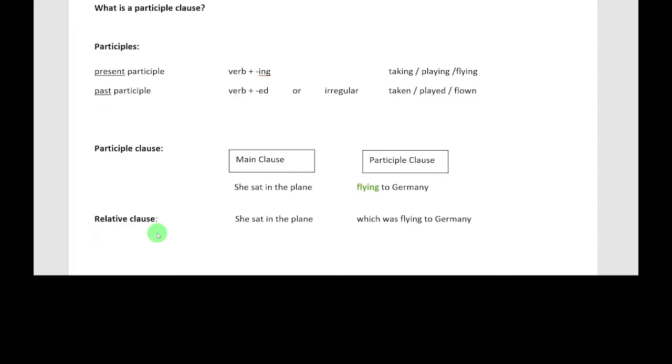And now we're going to move on to participle clauses. So what is a participle clause? A participle clause is a part of a sentence, which you can see here, which starts with a participle, flying in this case. And we can use a participle clause instead of a relative clause. And why would we want to do that? It's because a participle clause is significantly shorter than a relative clause. So instead of she sat in the plane which was flying to Germany, we could just say she sat in a plane flying to Germany, which is shorter.